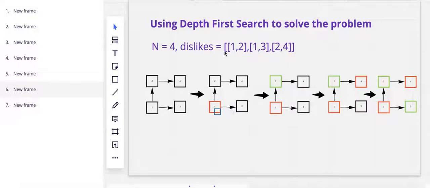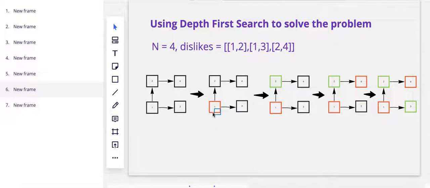Okay, so suppose consider the first example in which n was 4. There are 4 people and these are the dislike groups 1, 2, 1, 3, 2, 4. The first step is to create the graph. So I connect 1 to 2, 1 to 3 and 2 to 4. So just look at the first diagram over here.